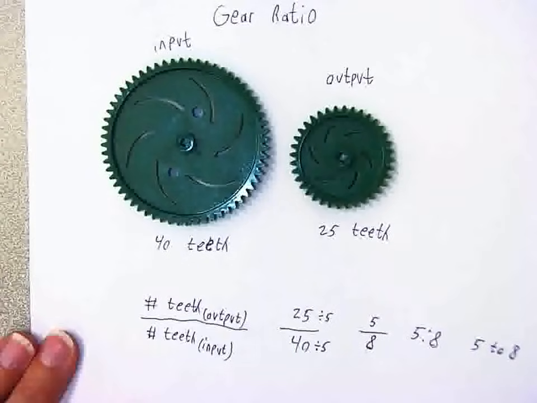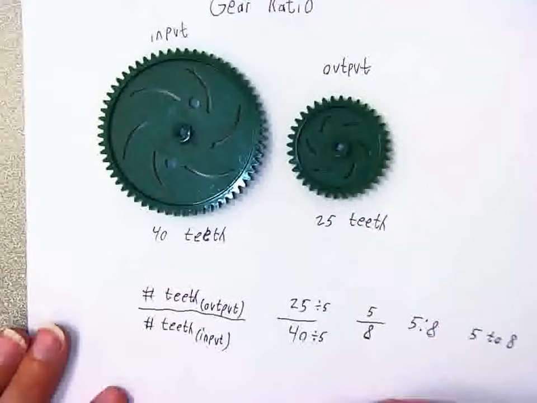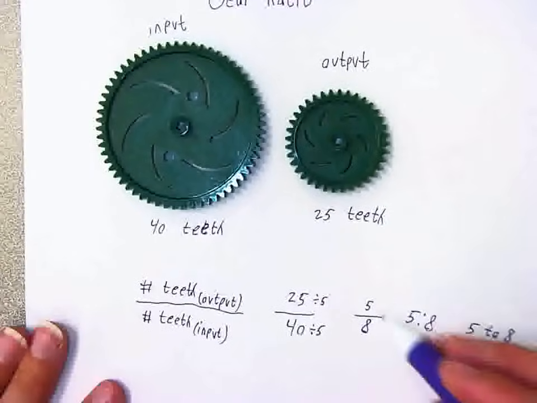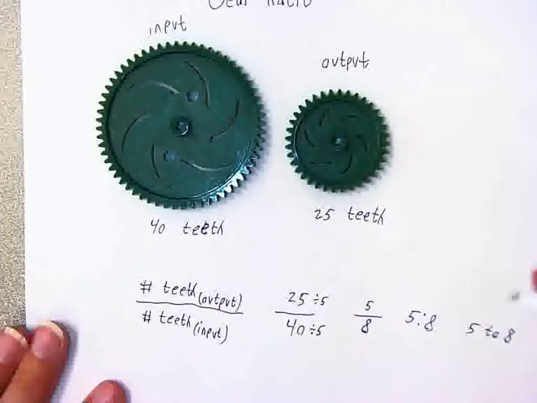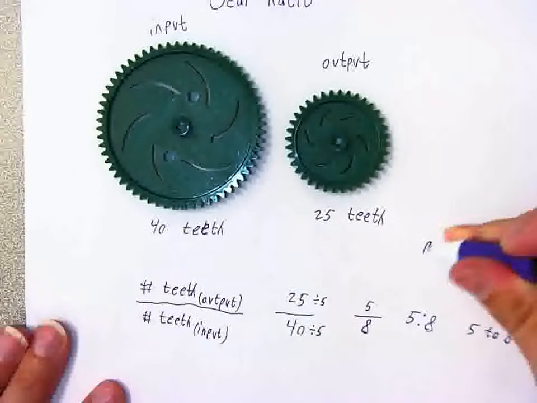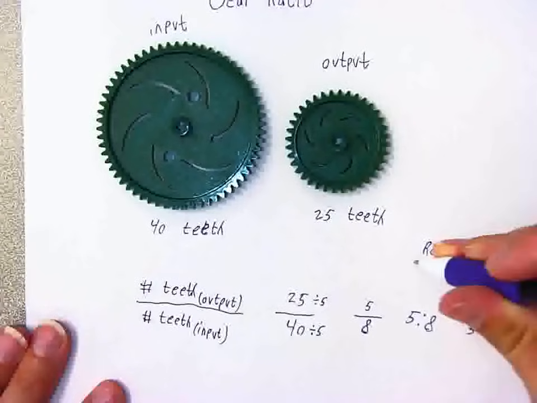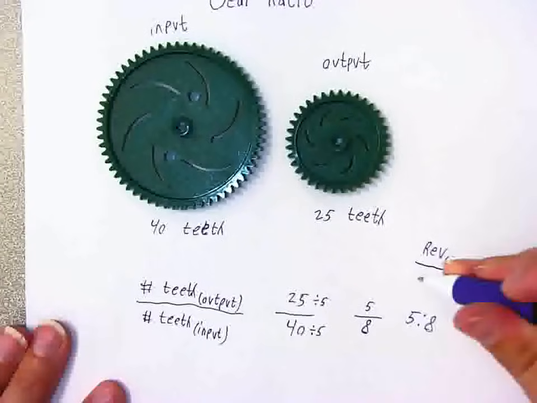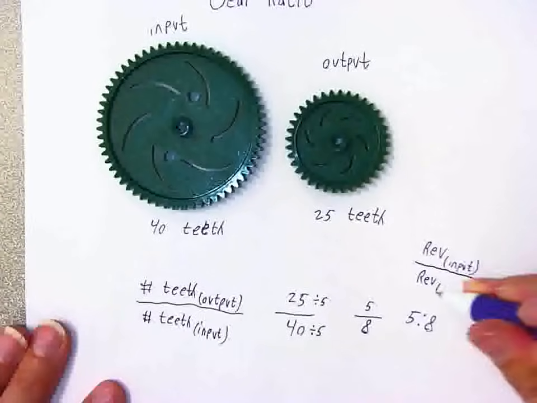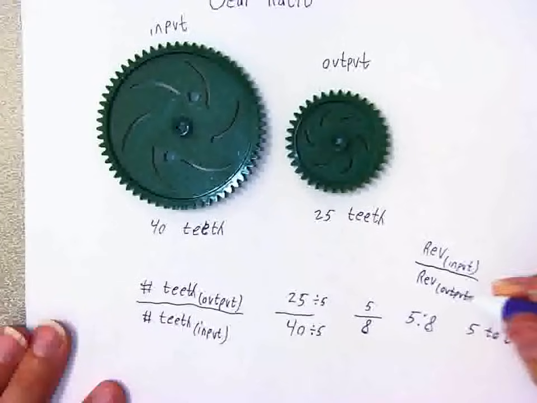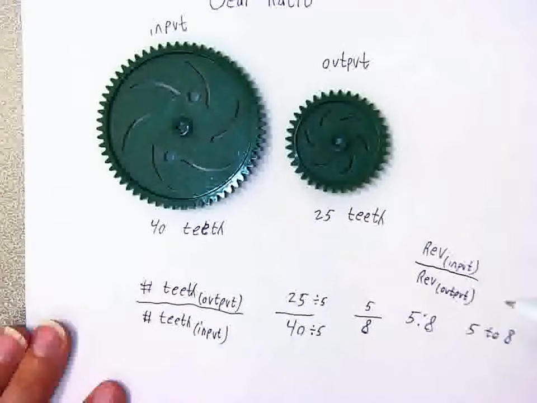Now if I want to know how many times my input gear is going to turn compared to how many times my output gear is going to turn, that's when I have to take my ratio of 5 to 8 and think about it a different way. I have to think about it in terms of the number of revolutions. When I'm looking at a gear ratio in terms of the number of revolutions, the formula that I use is the revolutions of the input in the numerator, and the denominator is the number of revolutions of our output gear. Revolutions are the number of times that the gear turns in a complete circle.